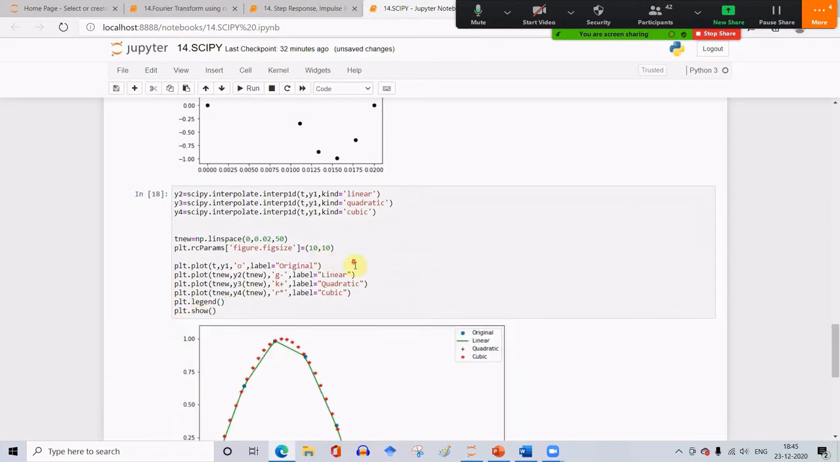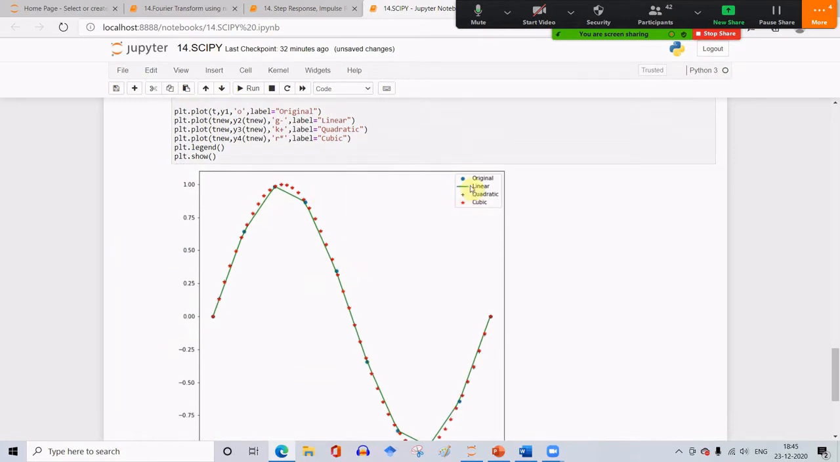If I execute this, you will see here I got all the four curves. So these blue dots were the original curve, and this green one is the linear interpolation. Between these blue dots you see here, it is interpolated by means of a linear equation. That is why it is a straight line between these 2 points. So every adjacent 2 points are joined by straight lines, that is linear interpolation. So next is quadratic, that is shown with this black plus notation.